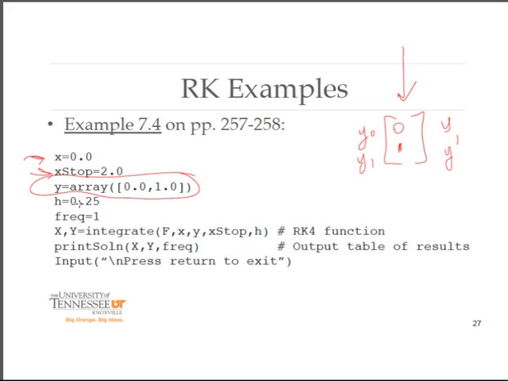So we set the step size to 0.25. Remember, we showed you the print solution, which is also a function available for your use to determine how often you want to print results. And then, of course, all the functions in these modules are called integrate, pass the f function that the user creates, and the other appropriate values for the Runge-Kutta method, and then we'll output the results.